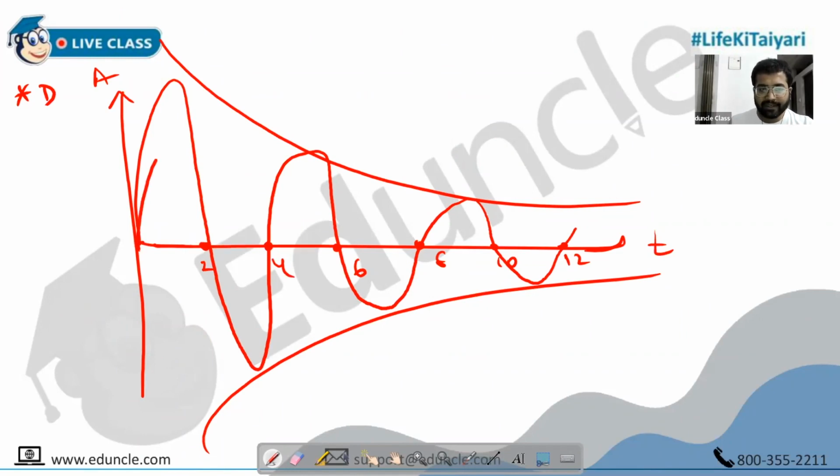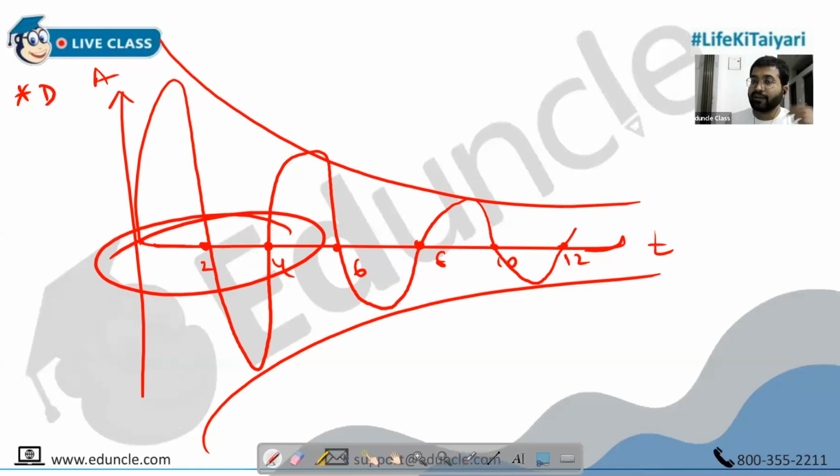So what is the time period here? Here the time period is 4 seconds, people. So in no damping, time period would have been 3 seconds. But that 3 seconds is constant in no damping, and this 4 seconds is constant in light damping.